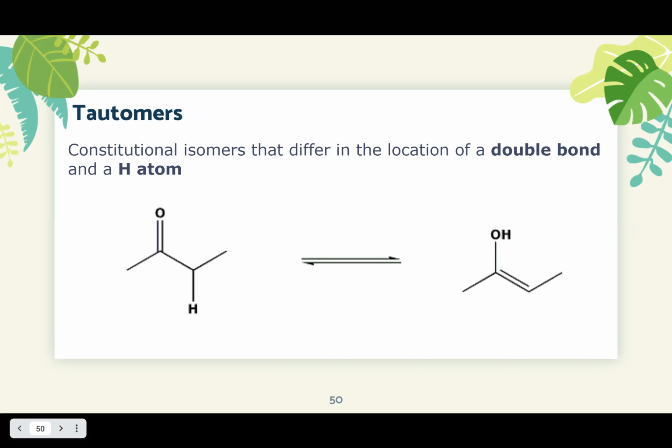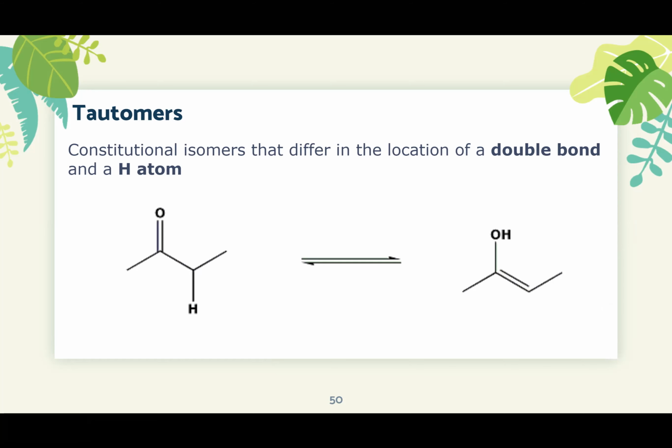Yeah. So a constitutional isomer. These are isomers that are going to have the same molecular formula. Any isomer always has the same molecular formula, but they're going to differ in their connectivity. So the bonds are arranged in a different order. The atoms are attached in a different way. And we see that here.